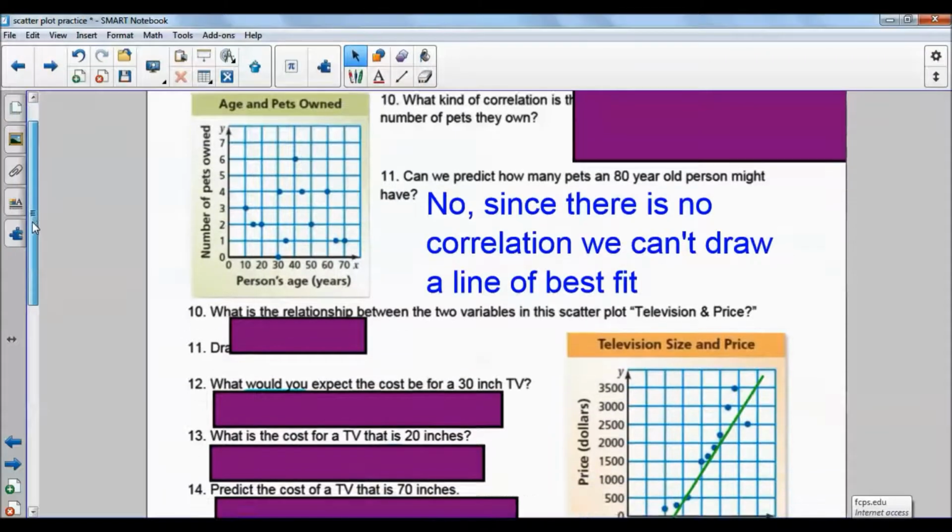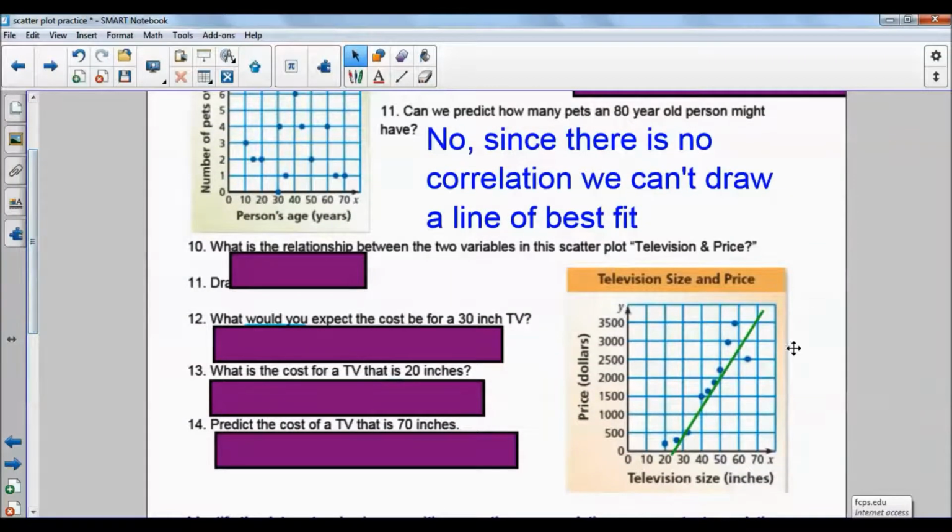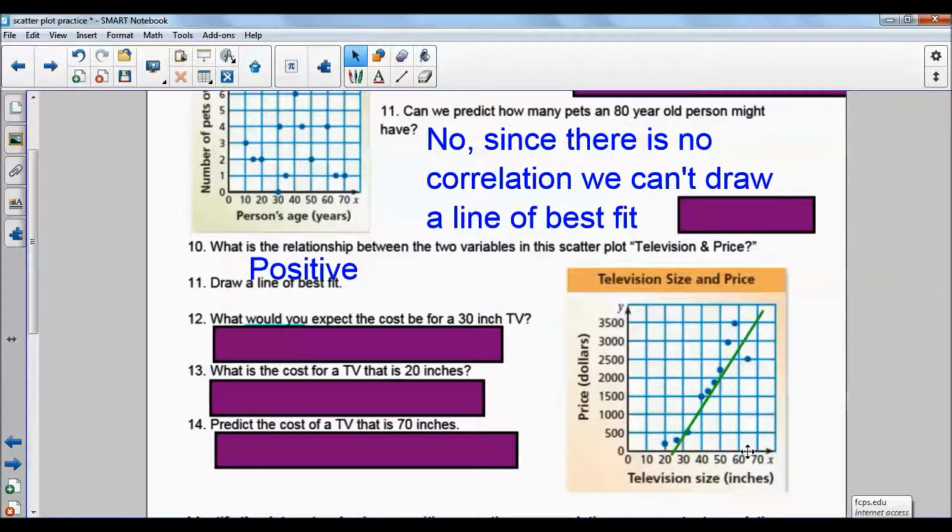Our next one is television size and price. So the trend here is positive, right? It's going up. The bigger the television is, the more it's going to cost. So then I drew my line of best fit here, and your line of best fit doesn't have to start at 0, 0. So I started at between 20 and 30 because it fit my data more.